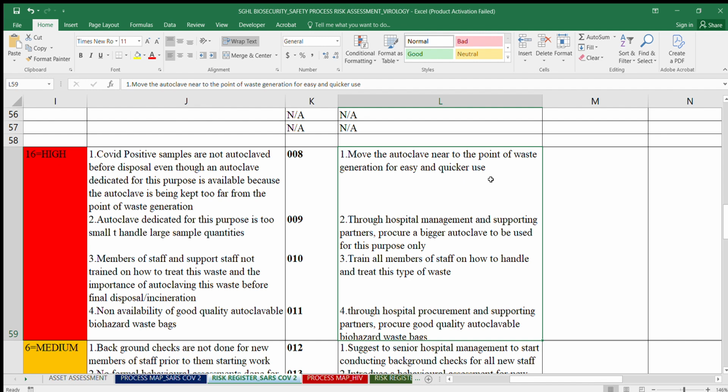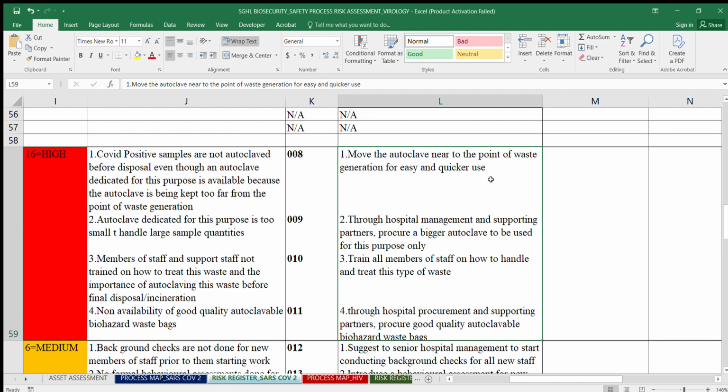Then for the second one, maybe your proposed mitigation may be through hospital management, and maybe if you have some supporting partners in the area, you need to procure a bigger autoclave to be used for this purpose only, so to be used only for autoclaving waste. Of course, if you procure this autoclave, you need to train people on how to use the autoclave, and then after that you monitor whether or not they are doing the correct thing. So also you do some form of competency assessment after the training.